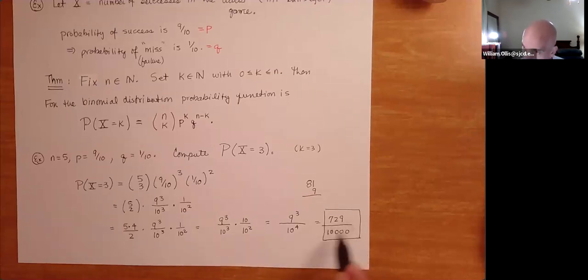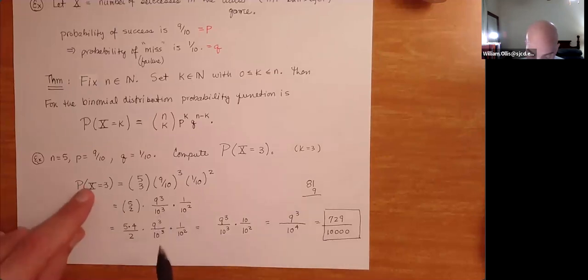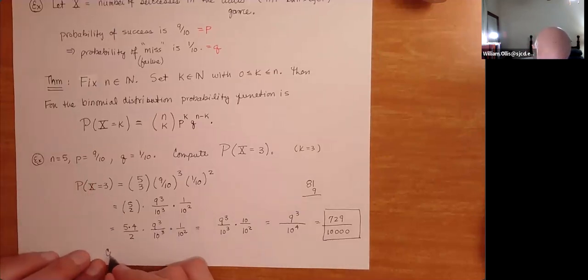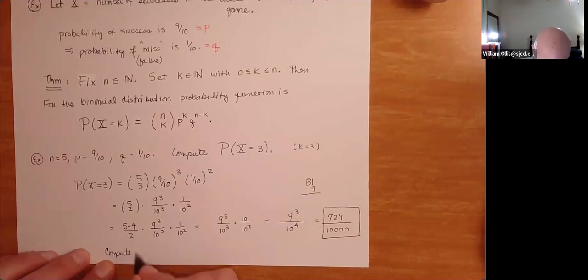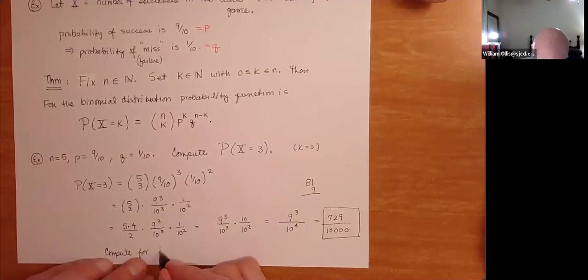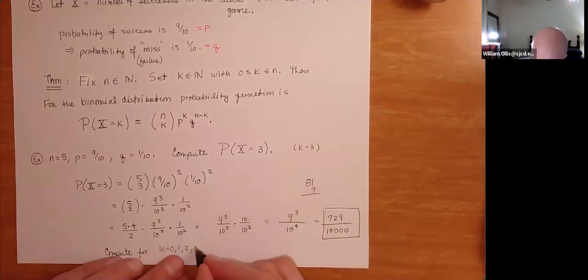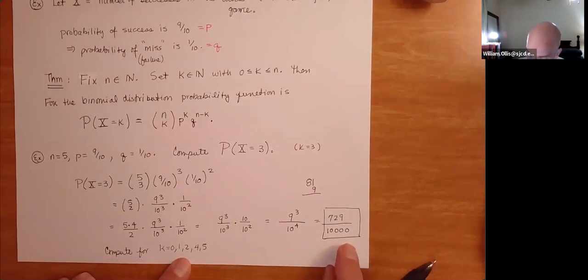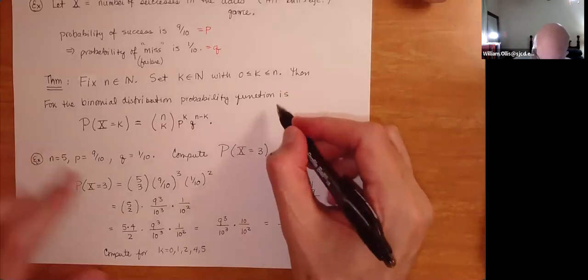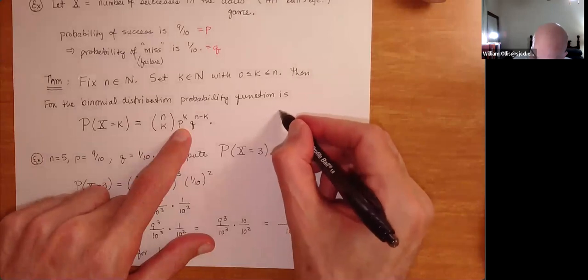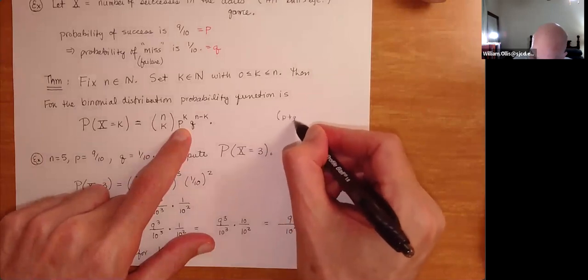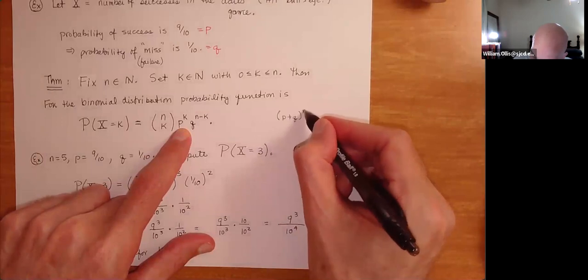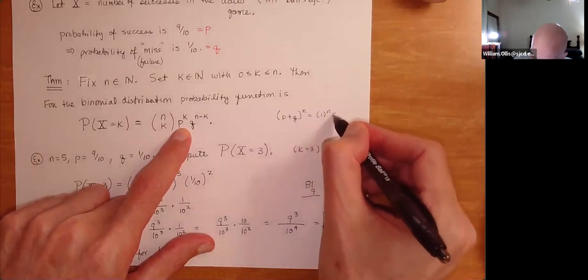Keep it all nice and exact. Do this for the rest of them. Compute for k equals 0, 1, 2. We've done 3, 4, and 5. And all of these answers that you get, when you add them up, you'll get 1. Because now you're seeing that here, P plus Q to the n is just 1 to the n, which is 1.